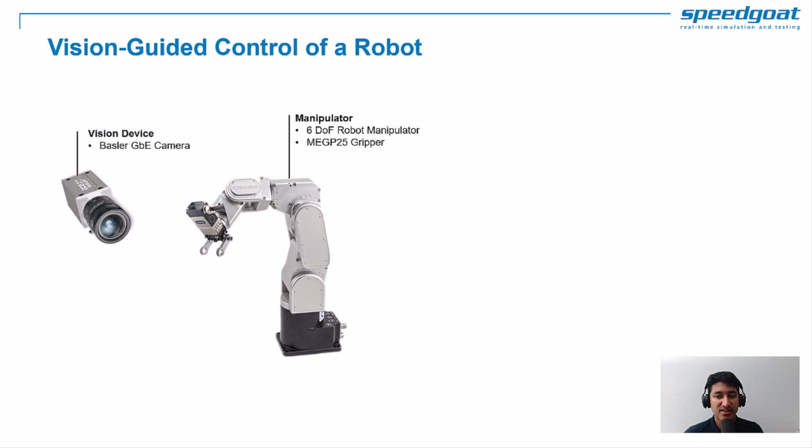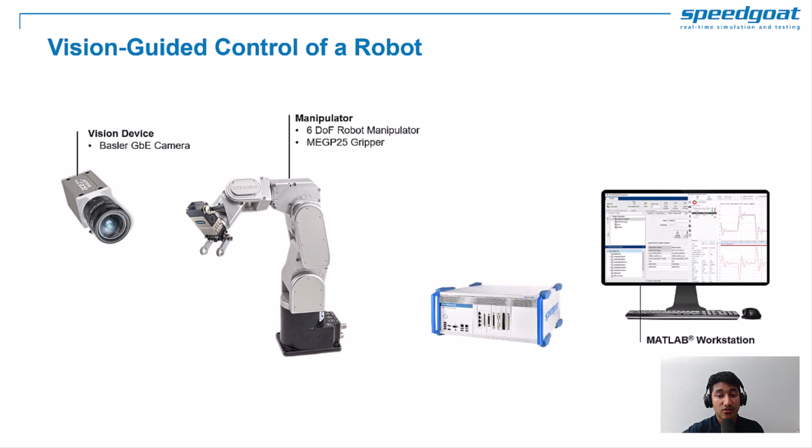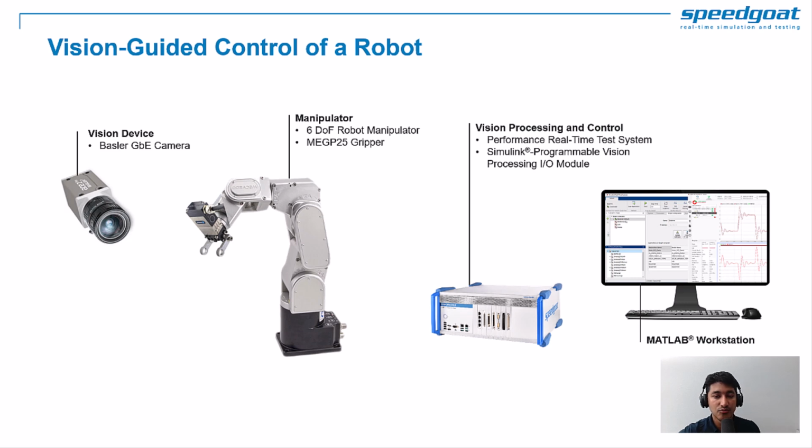In the simplified scenario, inspection of the markers is done using images from a gigabit Ethernet camera, and the computer vision algorithms then enable detection. The SpeedGoat Performance real-time test system will handle this task as well as generate movement commands for the robot to pick and remove the respective objects. The communication interfaces in this example are the gigabit Ethernet for camera input and EtherCAT, a widely used industrial protocol, to control the robot arm.